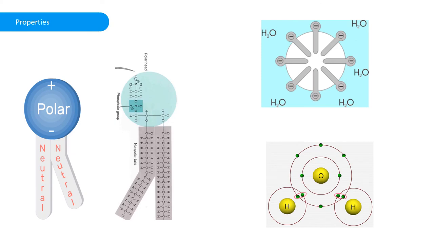So when we look at a phospholipid closely, we first of all need to understand what the word polar means. And just like the North and South Pole of the Earth, the head of a phospholipid is exactly the same. So you can see that one end of the phospholipid is positive, one end is negative, but the two tails are neutral, which means they don't really have a net charge at all.